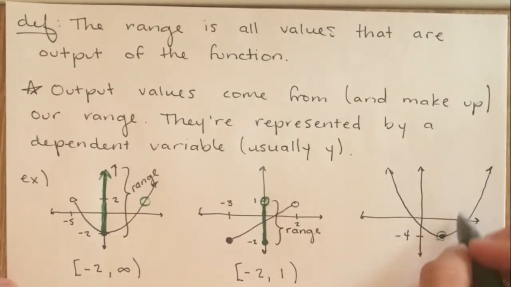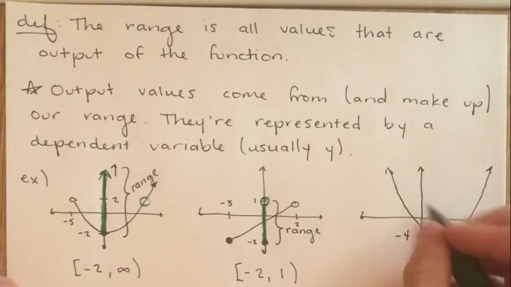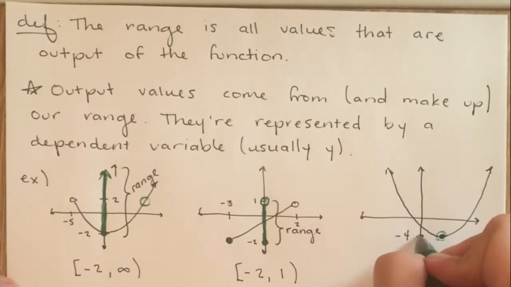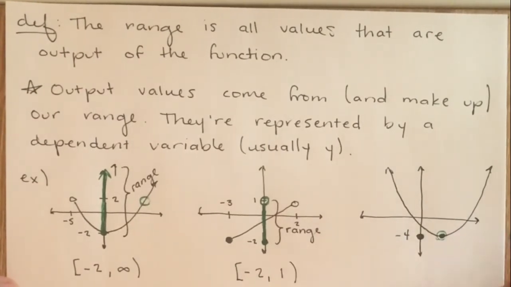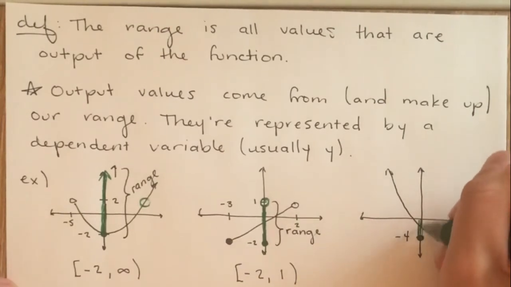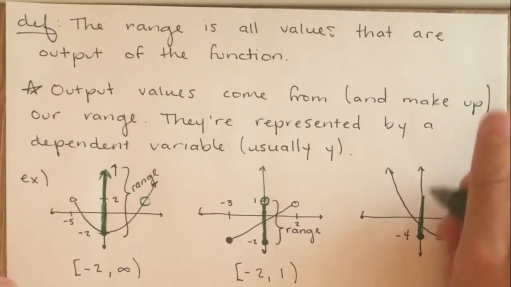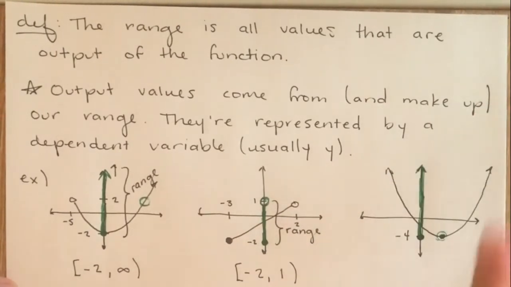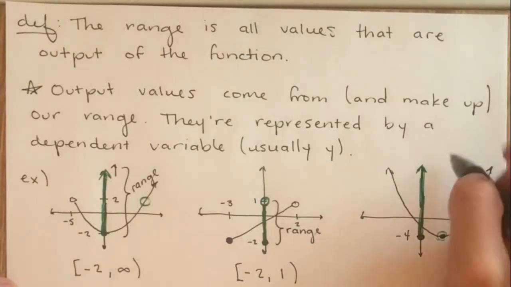I don't know what the x value is. We could make something up, because I made up this graph. But it is at y equals -4. So y equals -4 is our first point that we want to shade for this guy. And then we continue all the way to positive infinity. All of that is our range.